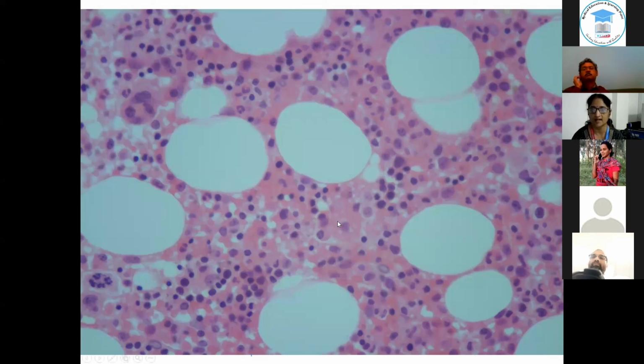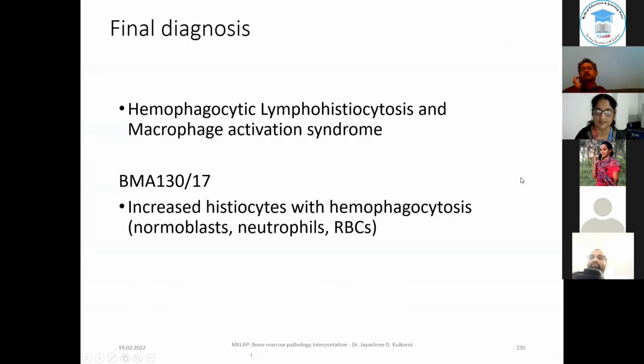Preferably, a bone marrow aspirate is always better, but you can make out that there is a histiocyte here. Probably this is a histiocyte which has engulfed some cells. So this was a case of hemophagocytic lymphohistiocytosis. Whenever you see any viral fever, but persistent fever and the counts start dropping, think there must be something more to it.